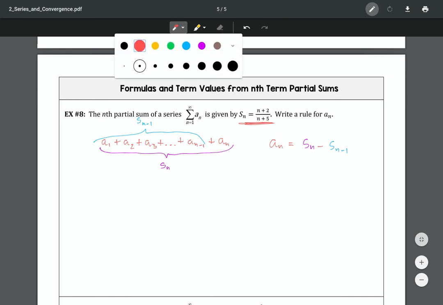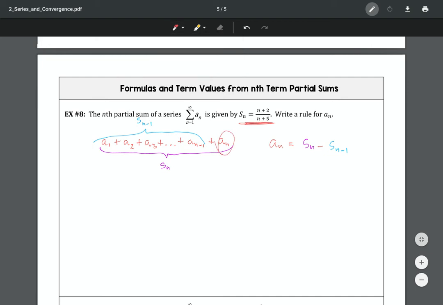Okay, so take a little time to make sure you understand that, because if you understand that, this becomes a whole lot easier. Again, S of n is every term added together, and S of n minus 1 is almost every term added together except for the very last one. So if I subtract those two, I will get just a of n by itself. All right, so now, assuming you agree with that, we can go ahead and do the homework.